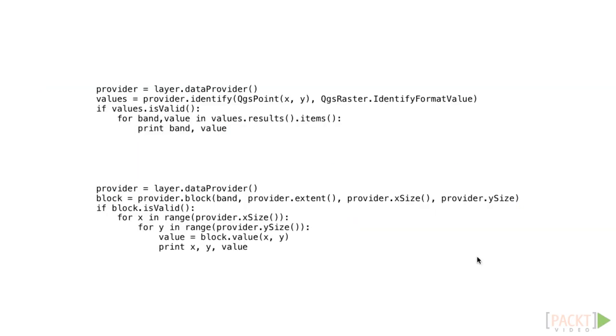Just like with vector data, it's possible to access the underlying raster data using the data provider. You can do this for an individual cell, done here, or you can retrieve a large number of cells at once using the provider.block method. Here's some example code that shows you how this can be done.